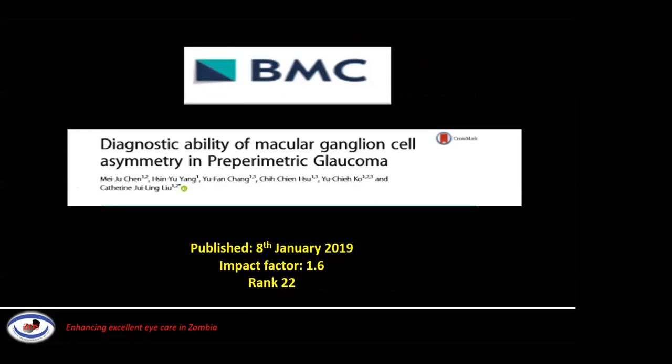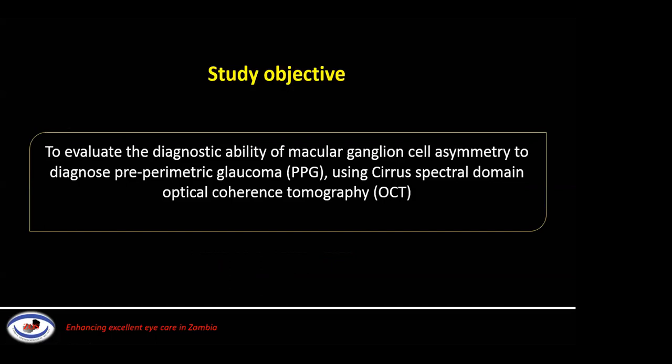So today's article is taken from the Biomedical Central Journal, and the title is Diagnostic Ability of Macular Ganglion Cell Asymmetry in Pre-perimetric Glaucoma. This article was published on the 8th of January 2019 with an impact factor of 1.6, and it was ranking at 22. So the study objective was to evaluate the diagnostic ability of macular ganglion cell asymmetry to diagnose pre-perimetric glaucoma using the CIRRUS Optical Coherence Tomography.